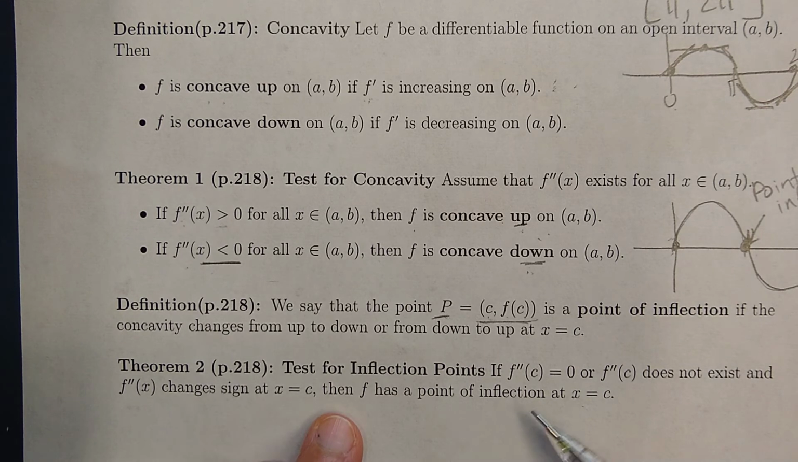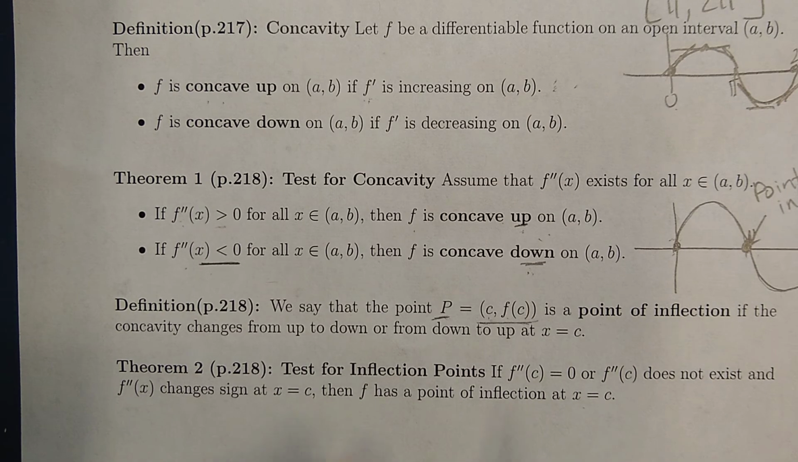Then a test to find inflection points: essentially you just look for where the concavity changes. So if the second derivative is 0 or the second derivative doesn't exist, and the second derivative changes sign at x equals c, like say for example it's negative to the left and positive to the right, then you've got a point of inflection at x equals c.